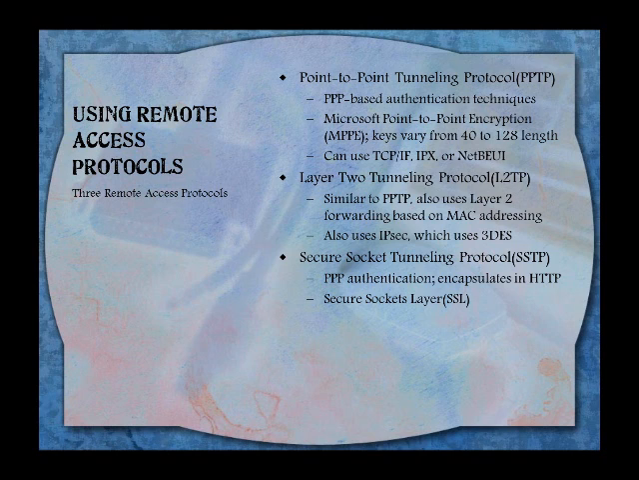Layer 2 Tunneling Protocol is similar to the Point-to-Point Tunneling Protocol, but it also uses Layer 2 forwarding based on MAC addresses. IP security uses Triple DES security. IP security is a set of IP-based secure communications and encryption standards, and Triple DES is a Data Encryption Standard that uses three secret keys combined into one long key.